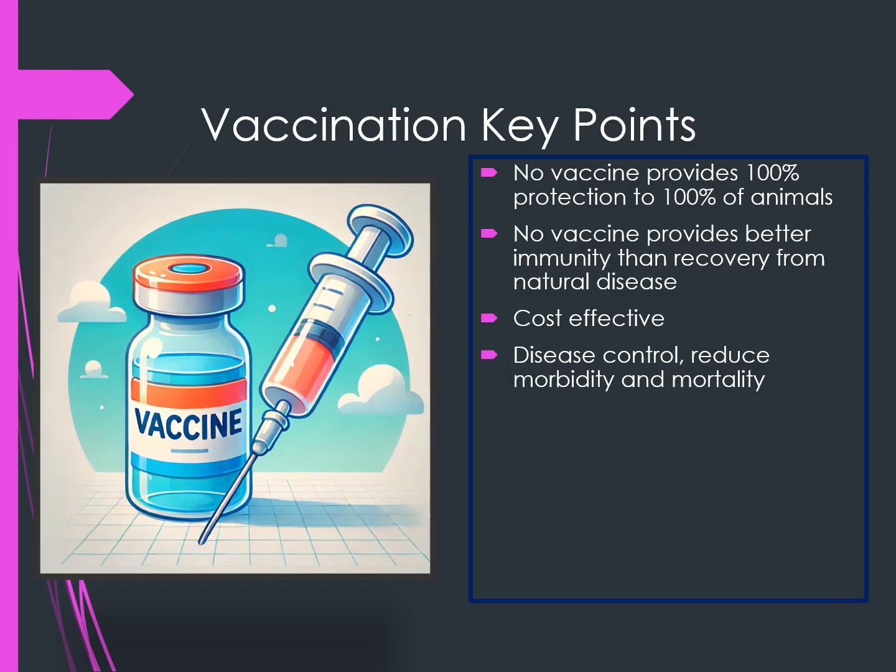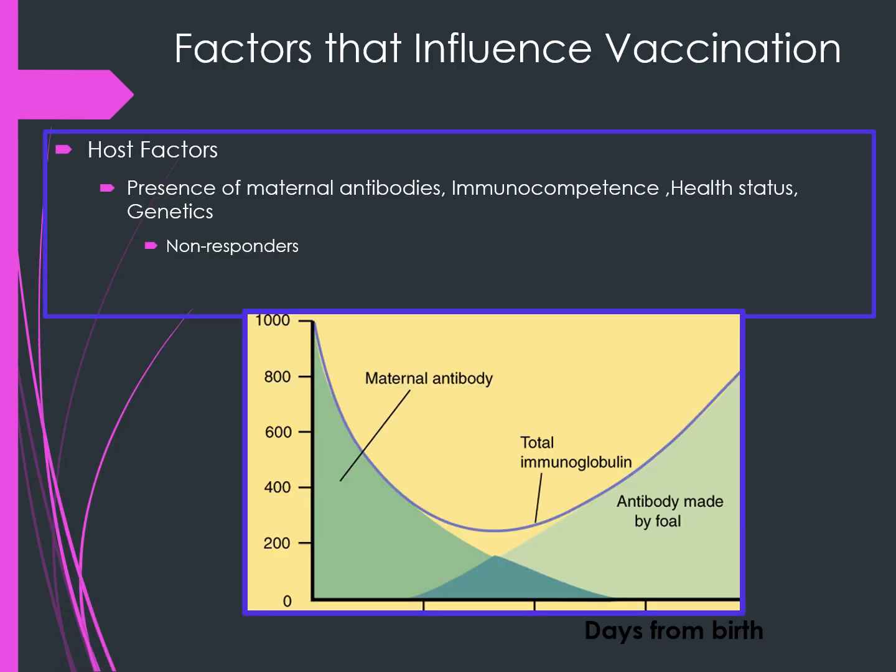Vaccines are cost effective and effective against many diseases, controlling them and reducing morbidity and mortality. One of the things that may interfere with vaccination is maternal antibodies, or passive immunity. Newborns can make their own antibodies, but their immune systems are not fully developed, and they rely on other sources of antibodies in the first few months of life.